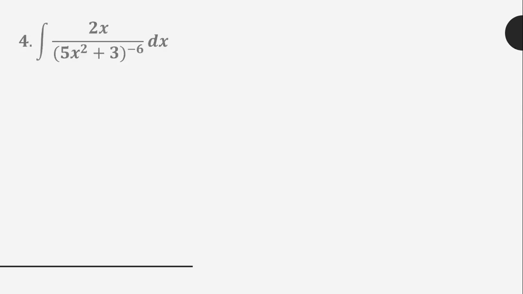Now let us proceed to item number 4, the integral of 2x over the quantity 5x squared plus 3 raised to negative 6 dx. So what we'll do here is we put the denominator in the numerator so that your negative 6 becomes positive 6.